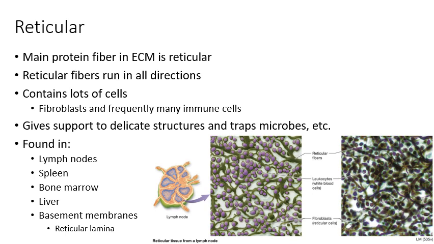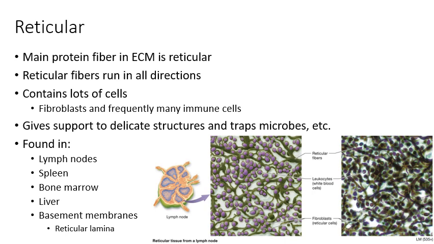The role of it, since it's mostly composed of these reticular fibers, would be to give support to delicate structures and to trap stuff, for instance, microbes. So you're going to find that throughout pretty much the entirety of your lymphatic system. Wherever you have lymphatic tissue, your lymph nodes, your spleen, your other organs in the lymphatic system, that's generally made out of reticular tissue. Those are the types of reticular tissue that would have many immune cells in them.